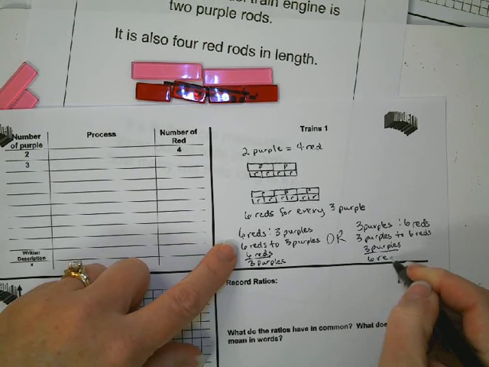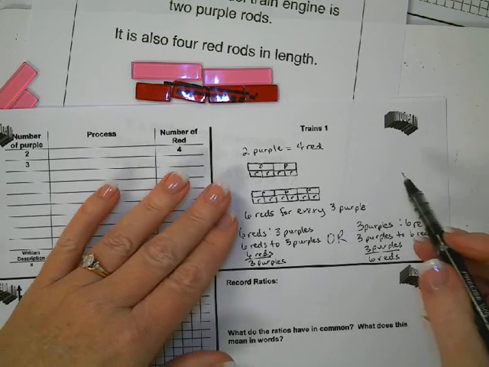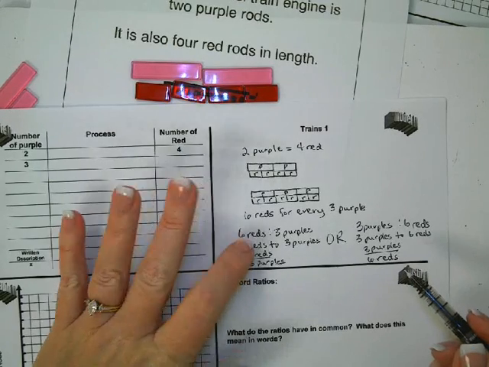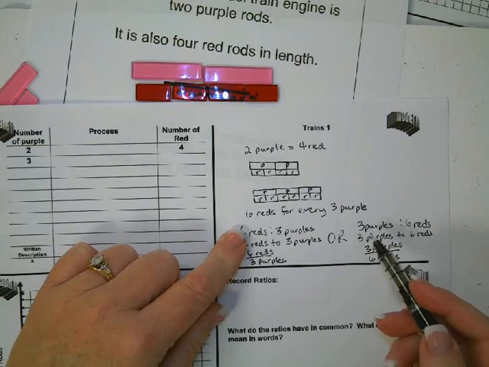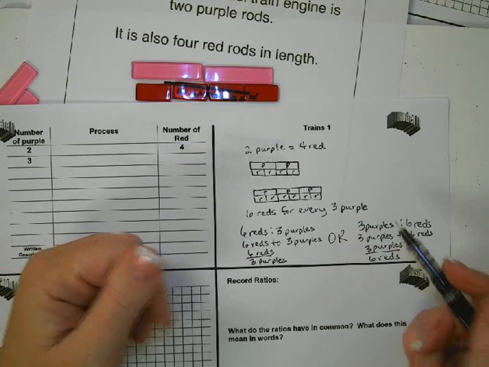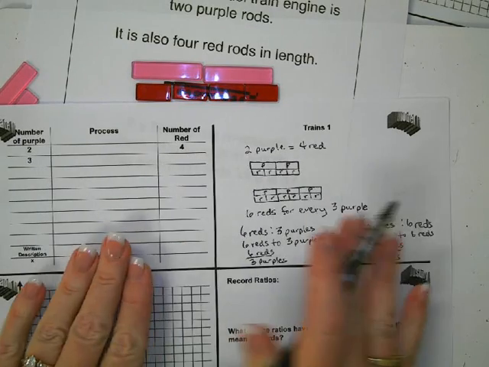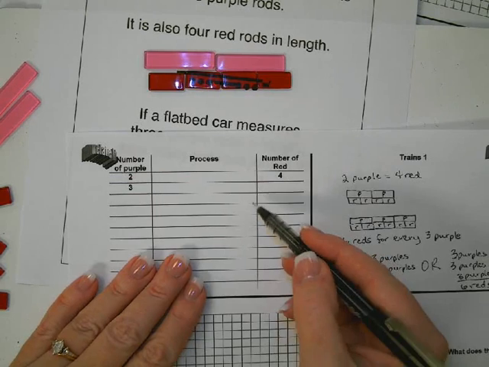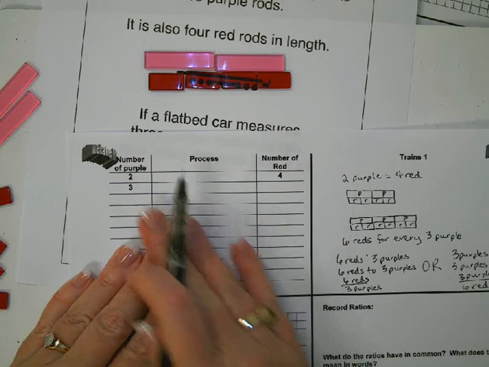All right, so this is my modeling of what I actually did with the physical models, the Cuisenaire rods. So I can draw it. If I don't happen to have my Cuisenaire rods handy, then I can just draw it on the paper. All right, so now we're going to move over to the second quadrant over here, and we're going to make a discovery and see what relationship we have between the purples and the reds.